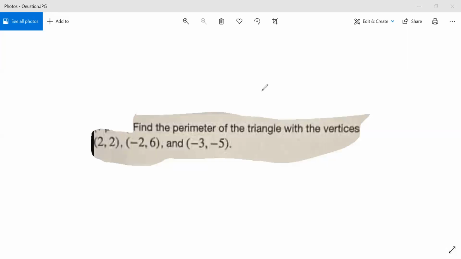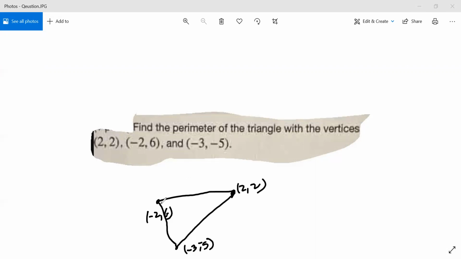So these are the vertices of a triangle. Suppose, without making the coordinates plain, that this point is right here. This is (-2, 6). And then this point is right here, (-3, -5). And then this point is right here. So then you have a triangle like that.